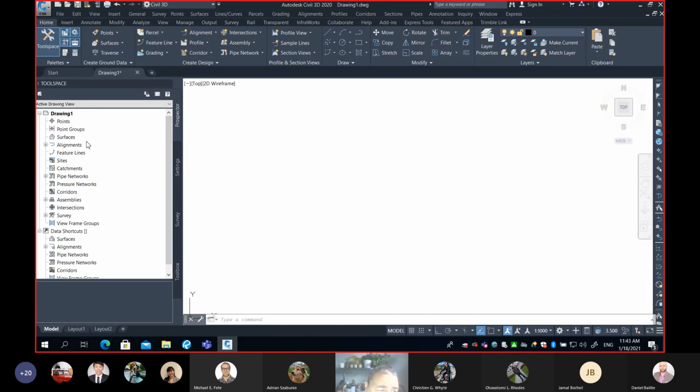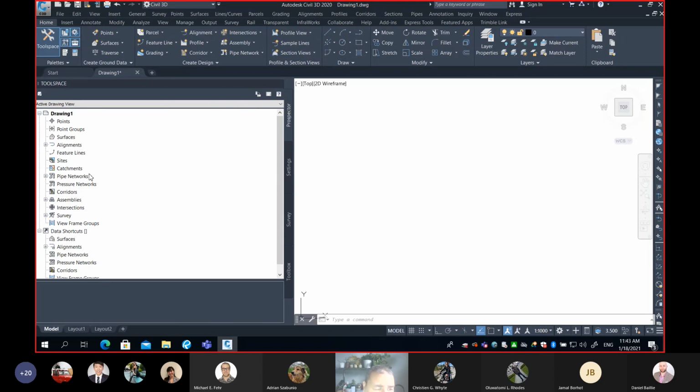Now, if you take your time to just read what's available on the tool space, you will see names that do not even exist in AutoCAD. If you work in AutoCAD, there is nothing called alignment. There is nothing called surface. Yes, there is something called a point, but CAD points are different from Civil 3D points. There is nothing in AutoCAD called a point group, nothing called site, nothing called corridor. Those are not available in AutoCAD.